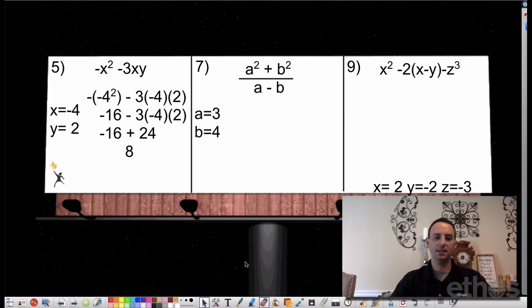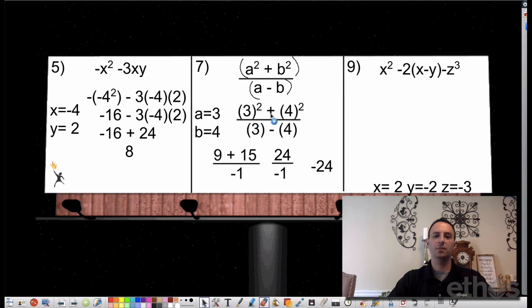Now remember, the key to this next problem is there's these hidden set of parentheses that we never write, but they're implied to be there. So we have to do those first. So when I plug it in, it looks something like this. 3 squared plus 4 squared over 3 minus 4. So I'm going to solve squared terms first. 9 plus 15 is 24. 3 minus 4 is negative 1, finally leading me over to that final answer of negative 24.